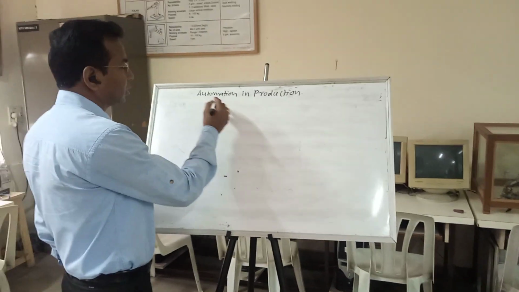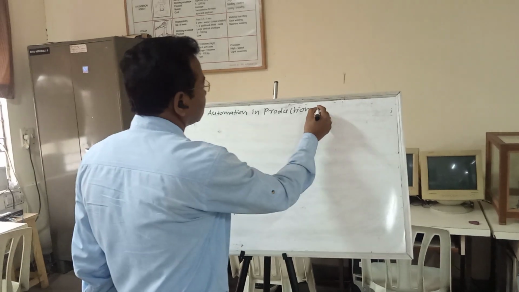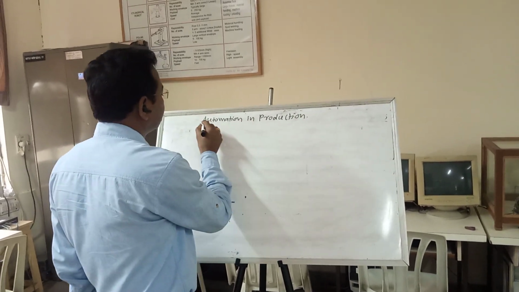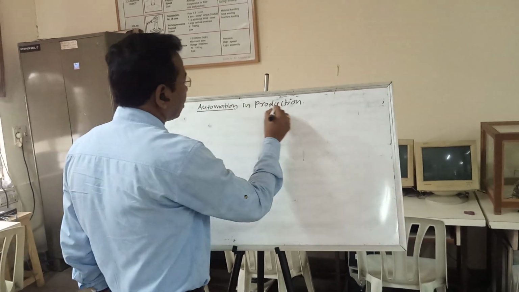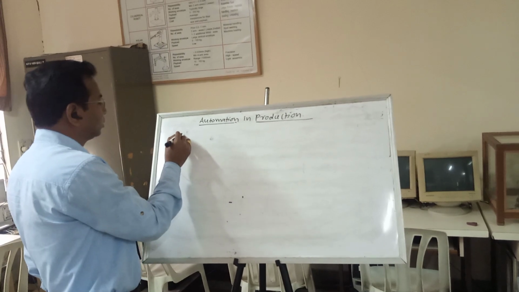The subject name is automation in production. Automation in production system: automation is one part, and production system is another part. The first part is the automation.